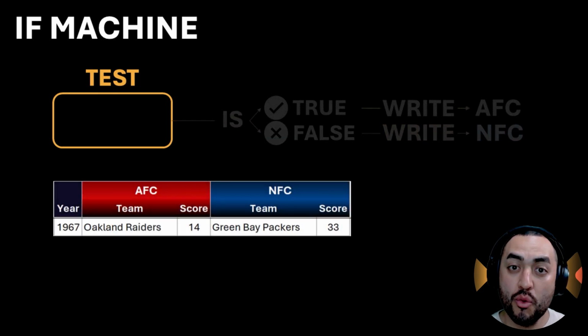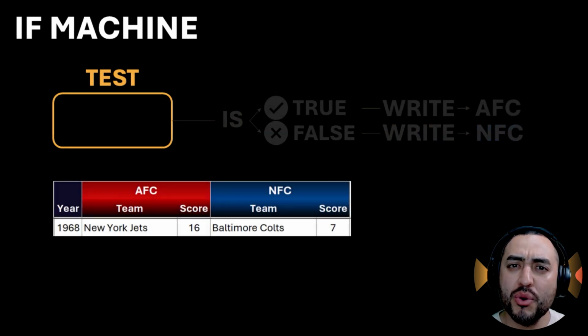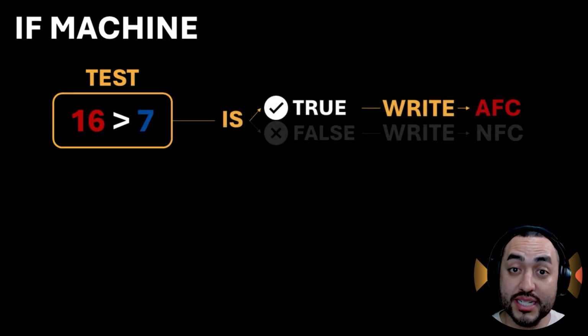How about Super Bowl II? What's the test here? It's 14 is greater than 33. Again, that's false. So the machine writes NFC. Finally, what about Super Bowl III? The test is 16 is greater than 7. This test is true. So the machine writes AFC.